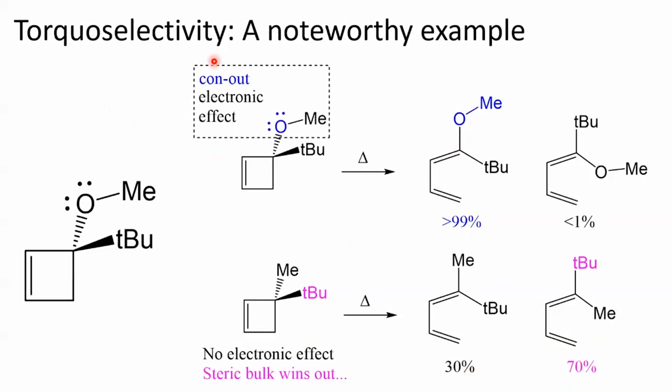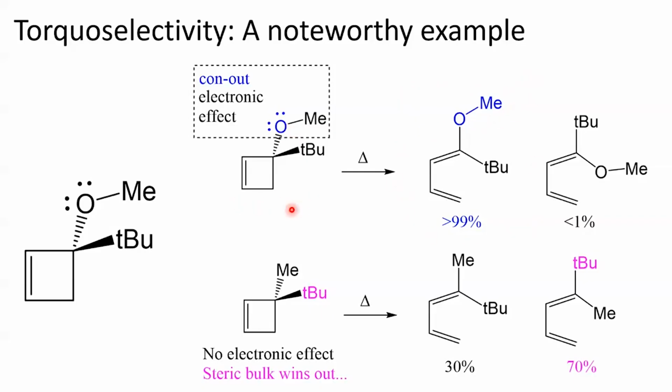So here's a good noteworthy example of torquoselectivity in action. In this starting material, we have two R groups. We have a tert-butyl group, which is going to be by far the most sterically bulky functional group. And we have our electron donor group, which is a methoxy group directly next door to it. So, as we've just seen, if you have an electron donor group, this is going to preference the con-out pathway, meaning that even though we have a very bulky functional group that sterically would probably want to be on the outside of the molecule, because of these electron lone pairs, those are going to influence the activation energy, placing it on the outside of the product that we see.